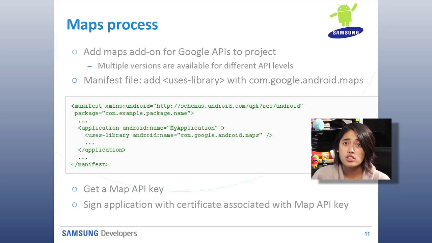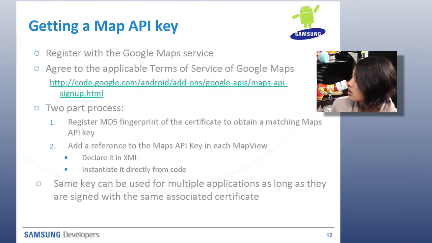Then the next thing that you need to do is in the manifest file, you'll need to add the uses-library tag with com.google.android.maps. And the next step is just getting an API key. The API key is really going to be what allows you to access a lot of the server-side data. So you'll need to get that. And then finally, you need to sign the application with the certificate that is associated with your Maps API key.